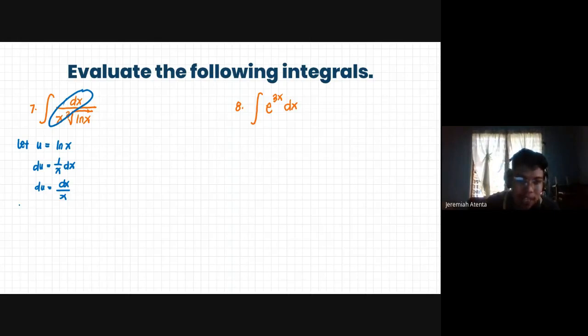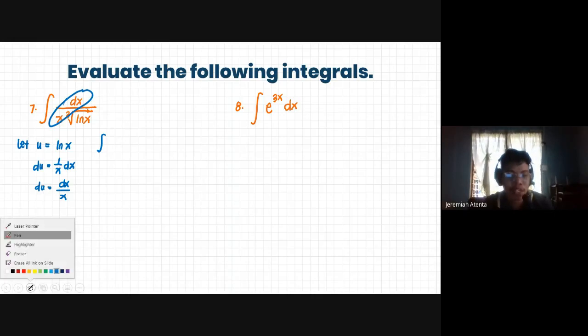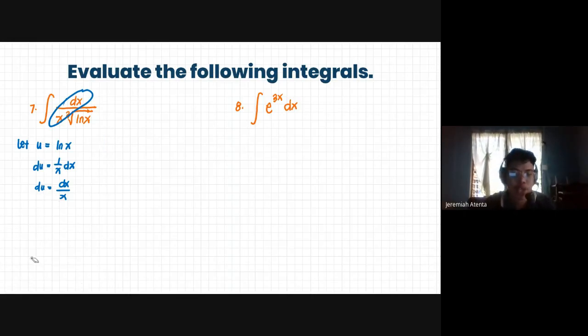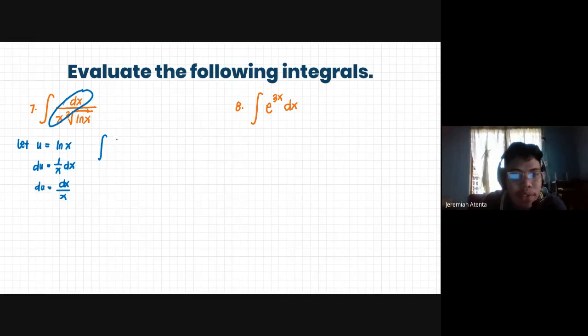So, from that, we now have the integral. Ang pangit ng integral ko. Ayokong mag-solve ng ganyan yung integral. Napaka-OC.